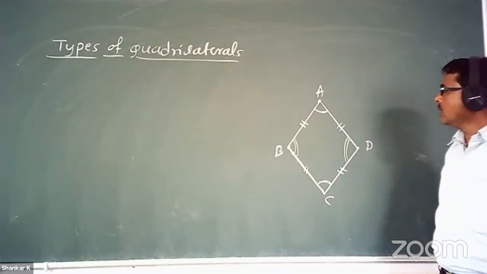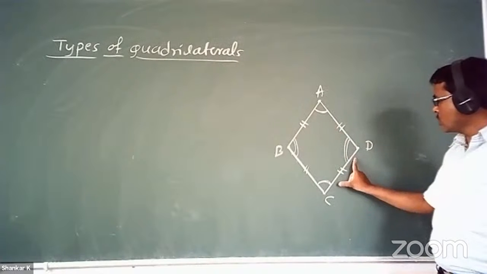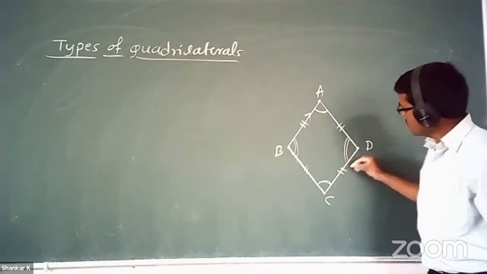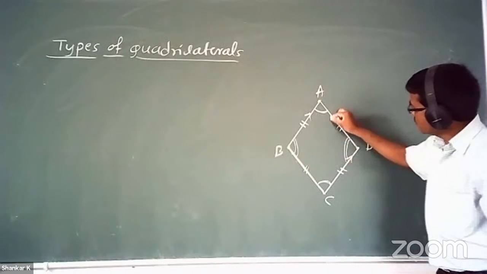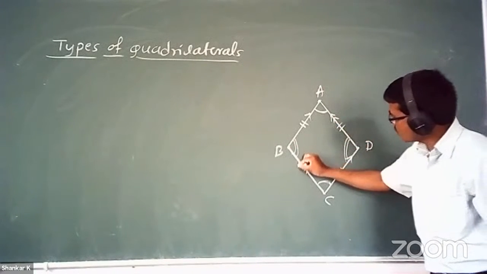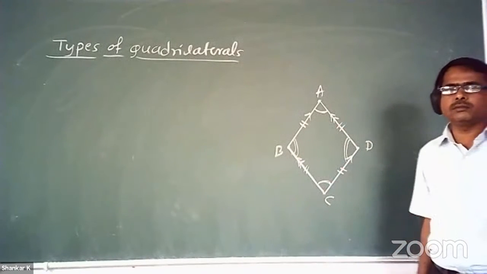Yes. Why? Because opposite sides are parallel. Here AB is parallel to CD, and AD is parallel to BC. These two pairs are parallel also. So since opposite sides are parallel, it is a parallelogram.